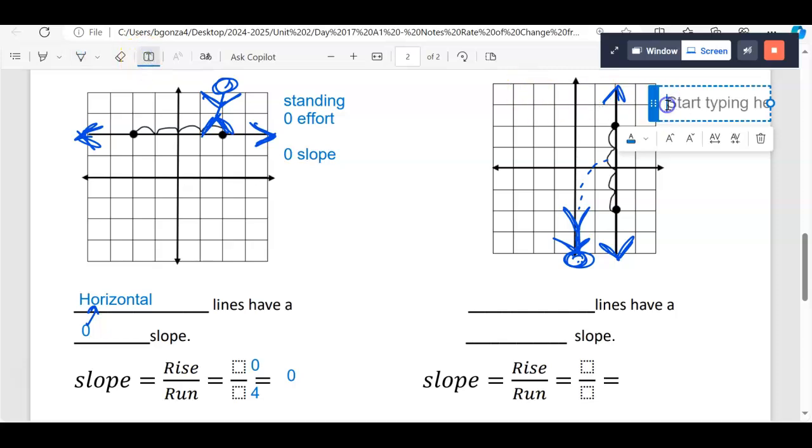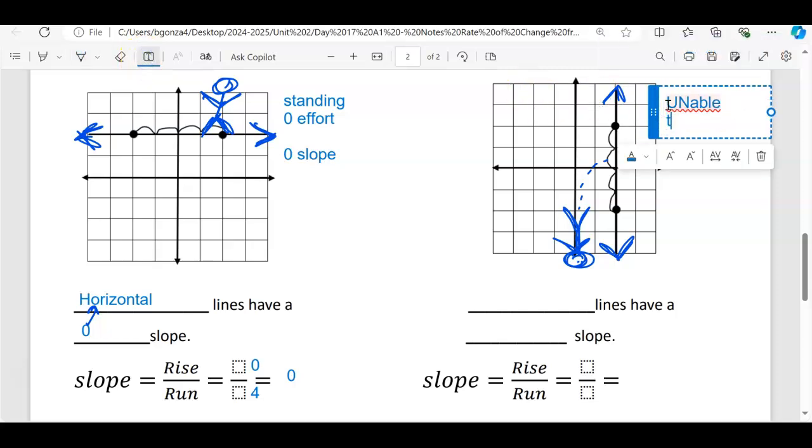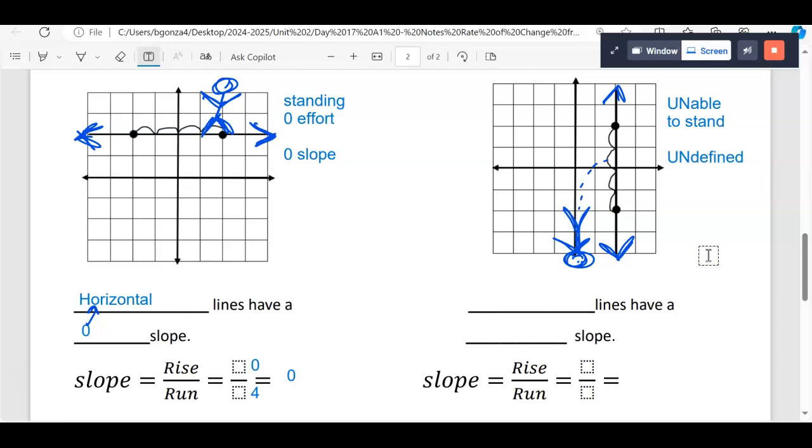Here's how I say it. He is unable to stand. Therefore, it is undefined. Right? If you want me to prove it, who wants me to prove that you can't stand on a wall? All right, so you can't stand on a wall unless you're Superman or superpowered, but this is just a regular stick guy.